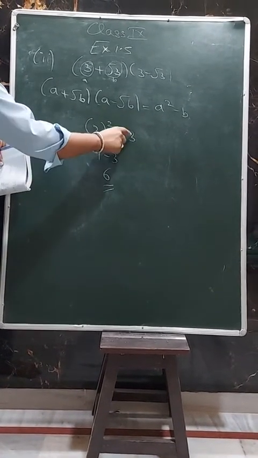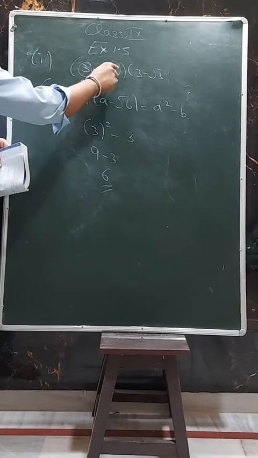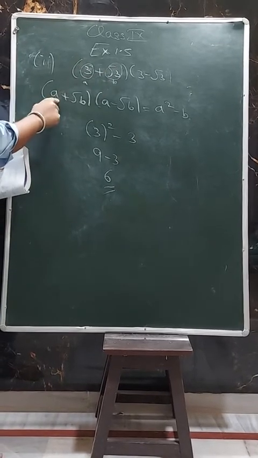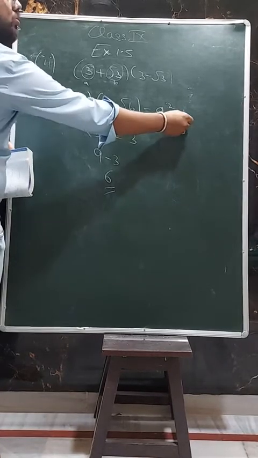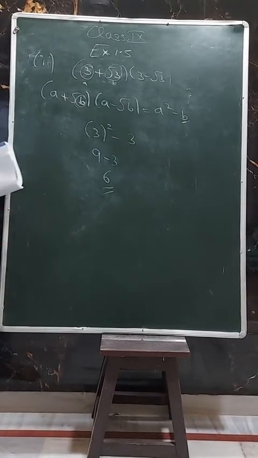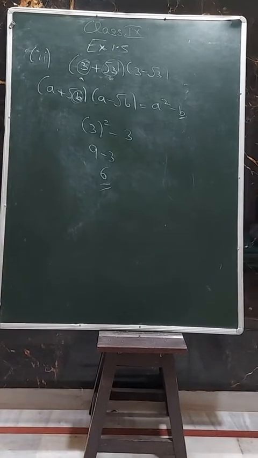Note this point, no need to write the root here. The b value is 3 only, not root. Because in a plus root b, a minus root b, the b is inside the root. So only the value of b, 3, is used. So this is your second part.